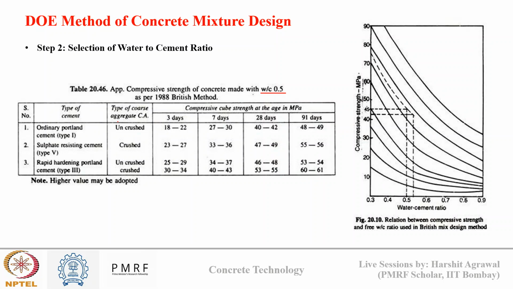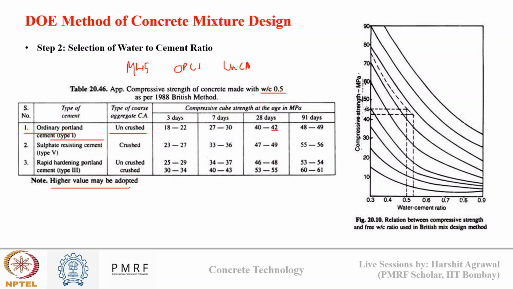Okay, now right now this may seem to be confusing, so let's take an example. Suppose I want to prepare an M45 grade concrete, and I have OPC type 1, and I have uncrushed coarse aggregate. This is what I know. Okay, so I'm lying in this range, in this row. Okay, so at 28 days with 0.5 W by C ratio, strength will be around 42 MPa. So higher values may be adopted as it is given.